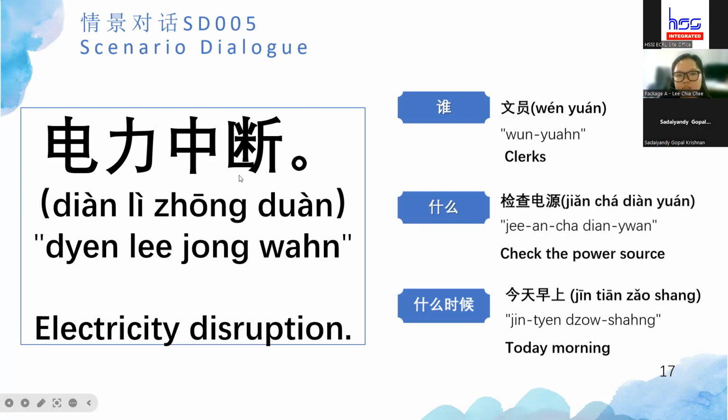Then when 电力中断, what should we do? When encountering electricity disruption, our practice in section 3, the first thing that comes to our mind is to check the power source. Check is 检查. Power source is 电源. So 电力中断做什么? First thing that comes to mind, 我们检查电源.